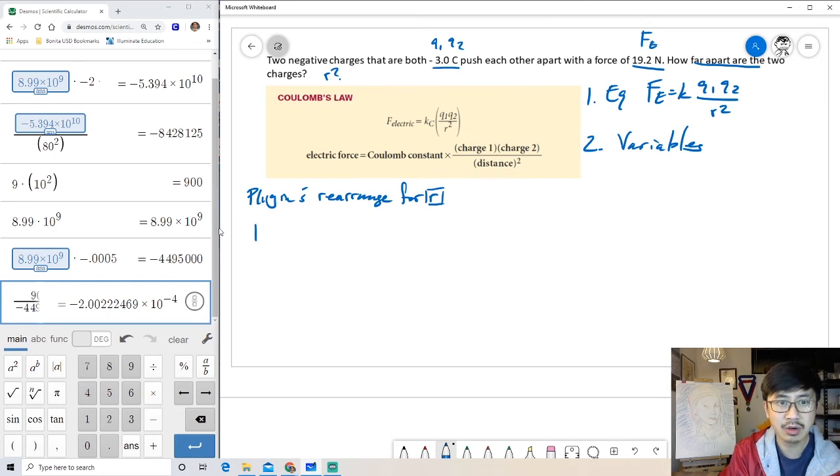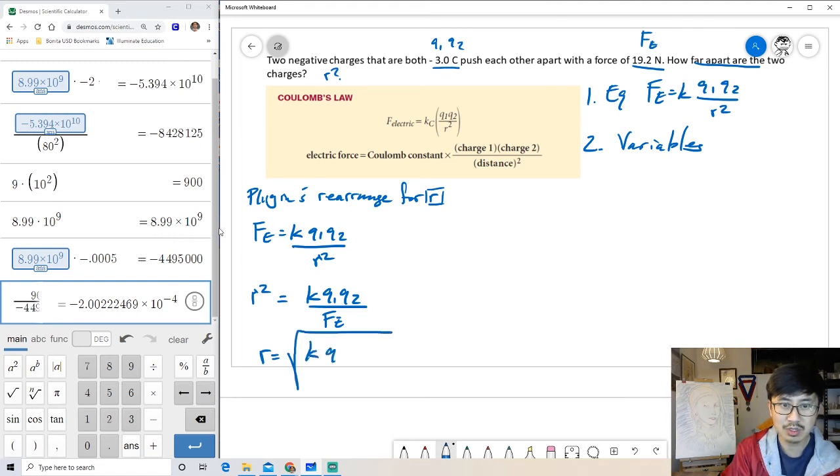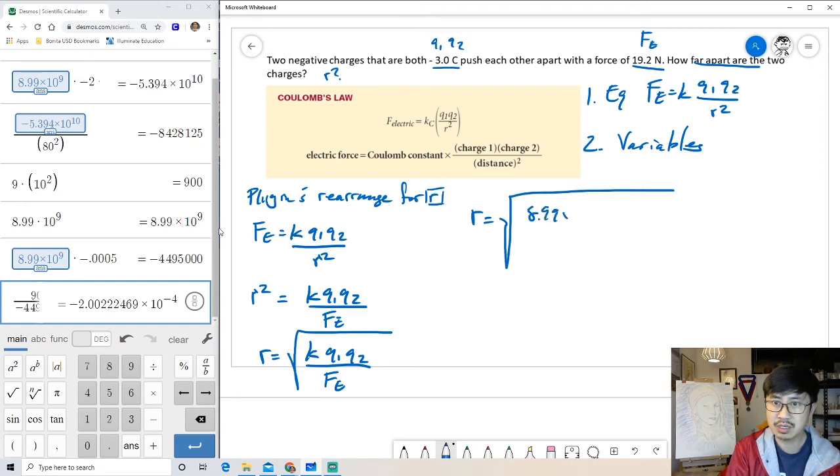So I'm going to plug in. I know that the electric force is equal to K times Q1 times Q2 divided by R squared, right? That means R squared is equal to K times Q1 times Q2 divided by the electric force. That means R, the distance, must be the square root of K times Q1 times Q2 divided by the electric force. So that's a lot of plugging in. Let's plug it in. Our radius is going to be the square root of 8.99 times 10 to the 9th times negative 3 times negative 3 divided by our electric force, which is 19.2 newtons. I don't need that newtons yet because I'll put that in at the very end.